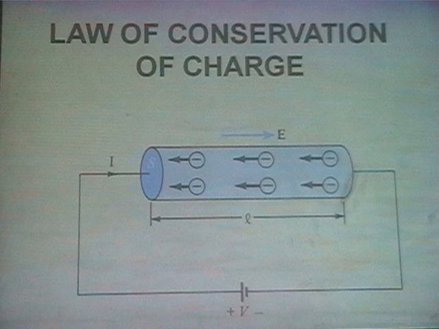So there is some amount of charge here. It starts from this point and goes like this. It is attracted by the positive terminal. Then the electrons move through the electrolyte and then like this. So electrons are continuously moving.